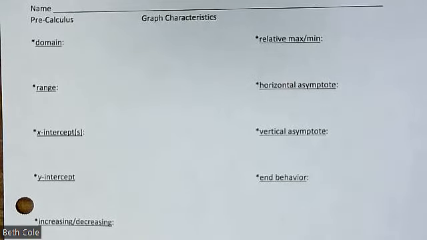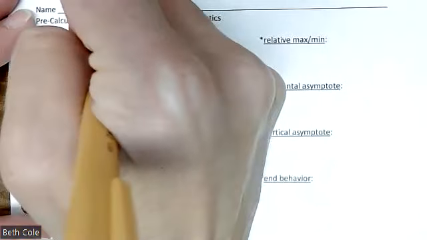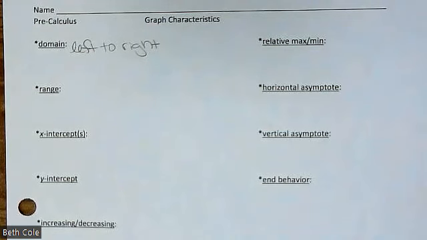So the first characteristic is domain. That's all your X values. So you want to think about your X axis and you want to read left to right. So left to right.